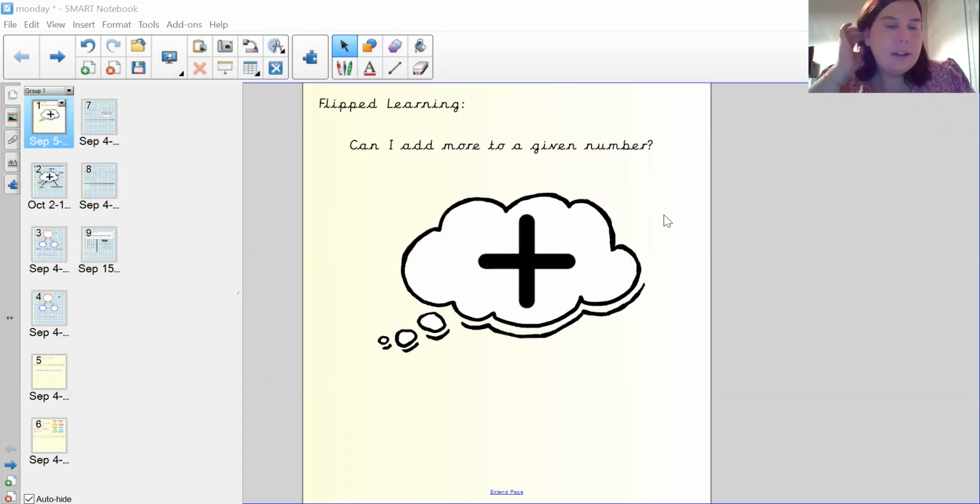Okay, so the first thing we are going to do is I want you to think about what is this symbol here? What does it mean? Is there any other words we could use, or is it just one word we can use for this symbol? So stop the video now, and you can either write them on a piece of paper, or you can just tell an adult in your room.